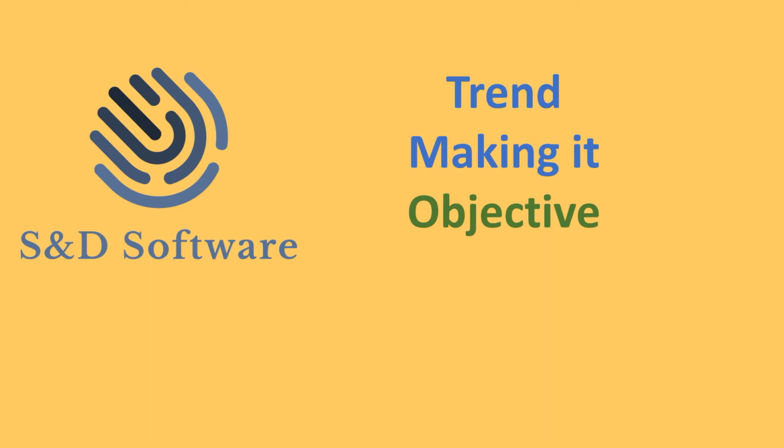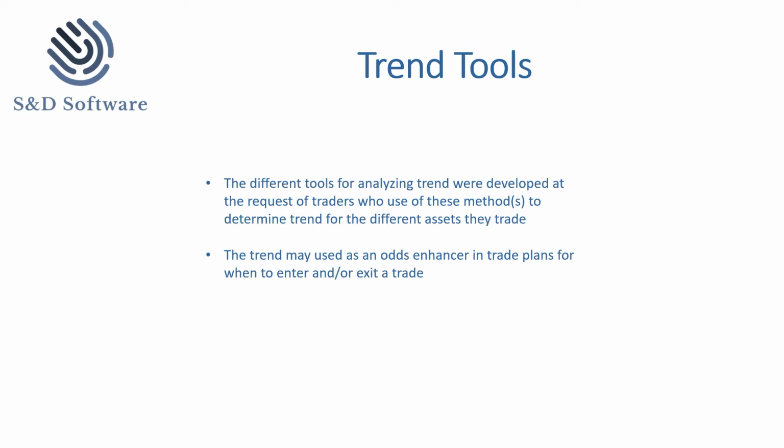Let's talk about trend and ways to make it objective. So let's talk about trend tools. There are a lot of different trend tools for analyzing trend, and the ones developed in the Tools for Traders package mostly came at the request of traders who were personally using methods and wanted a tool to help them easily put these methods on their charts so that they could determine trend for the different assets they trade. And you know, a lot of people use trend as an odds enhancer in their trade plans for when to enter or exit a trade.